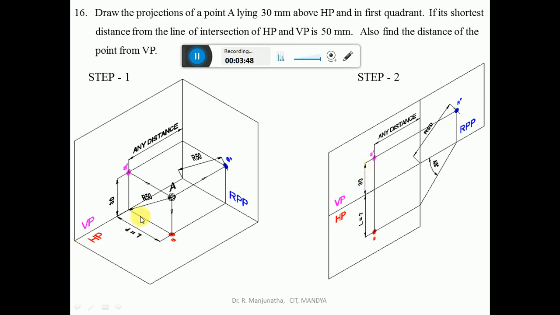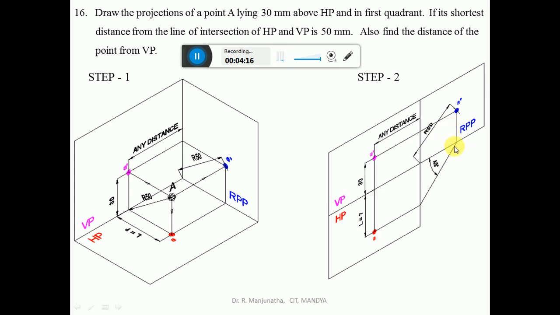Then when you look from the side view, we can see the distance above HP and also the distance in front of VP, but also the shortest distance with respect to HP and VP, which is 50 mm. Also, the front view and the side view will lie on the same line. So draw a horizontal projector from A dash to the profile view directly.